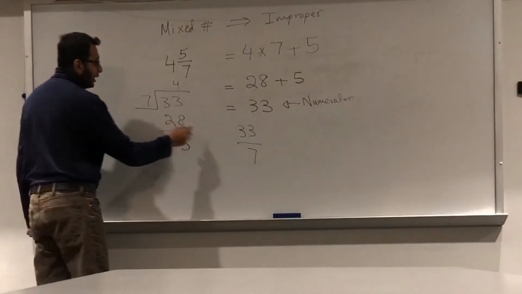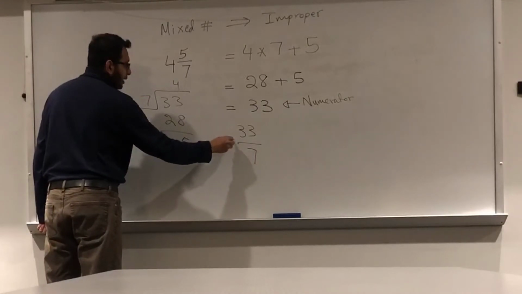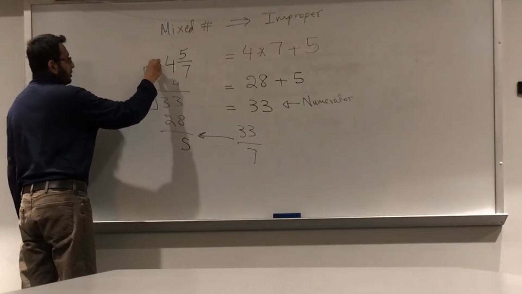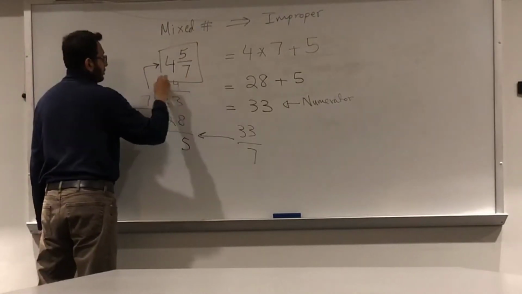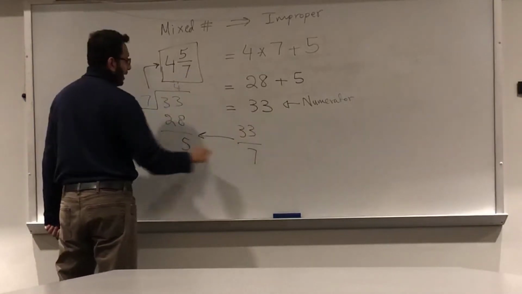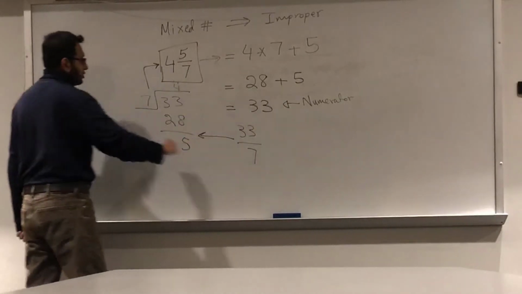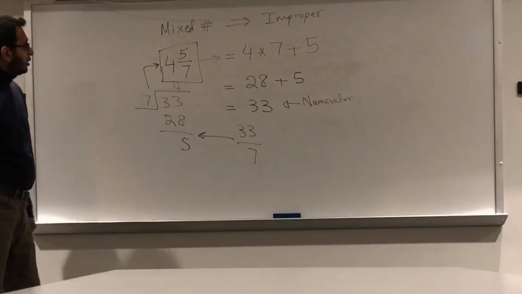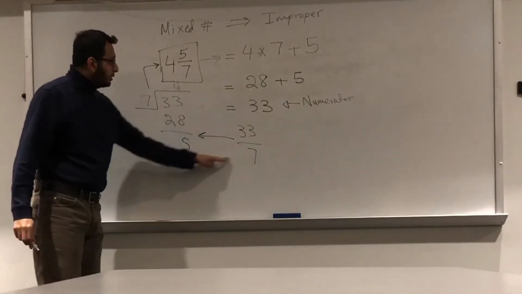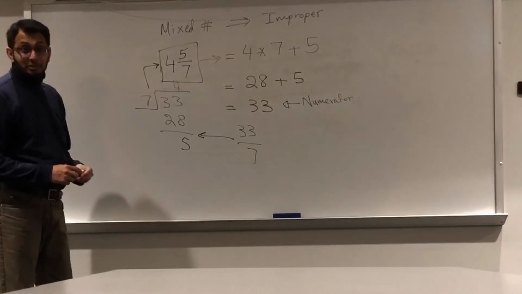So this is where we came from. So we converted our improper into this mixed number. And now we are just doing the backwards process. So it just creates a cycle over here of converting a mixed number into improper and then converting an improper back into a mixed number.